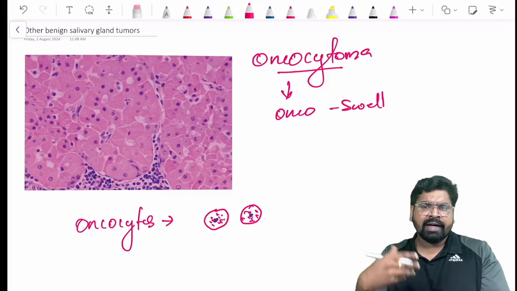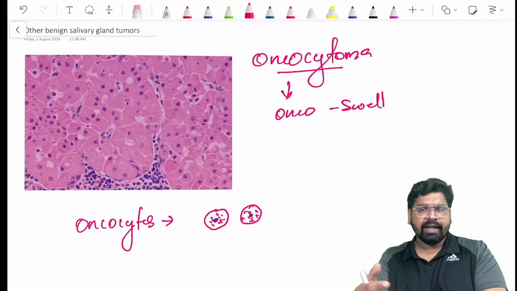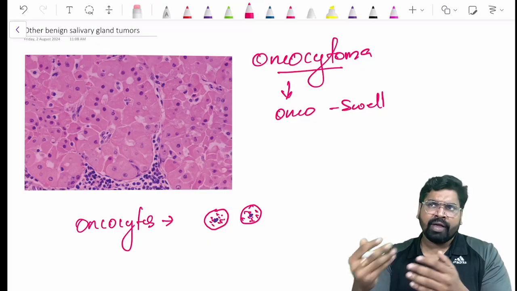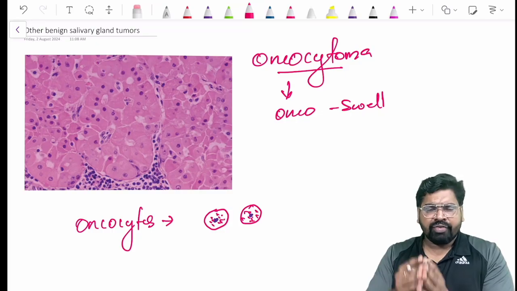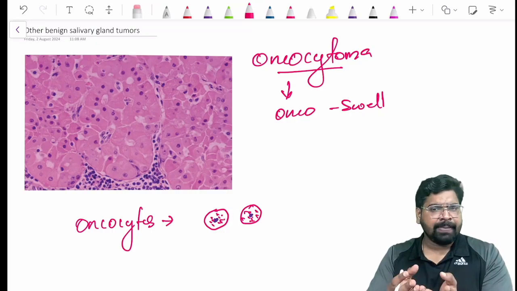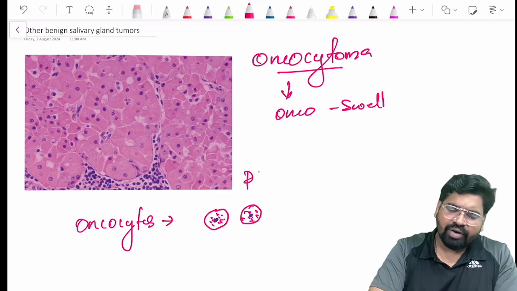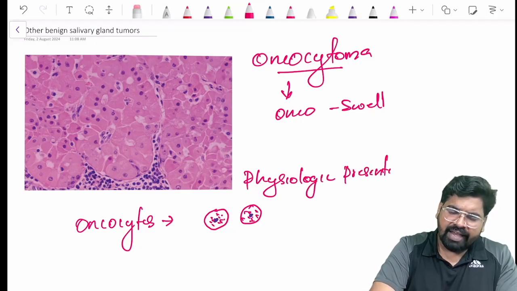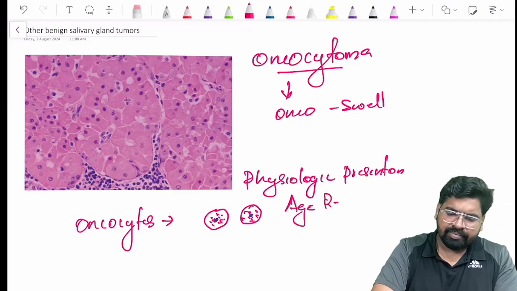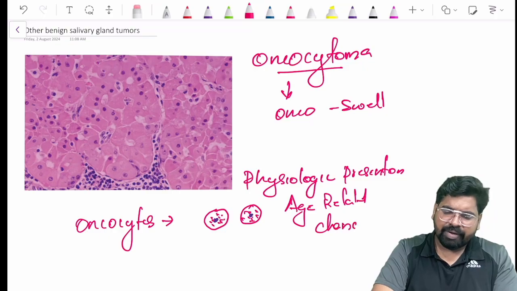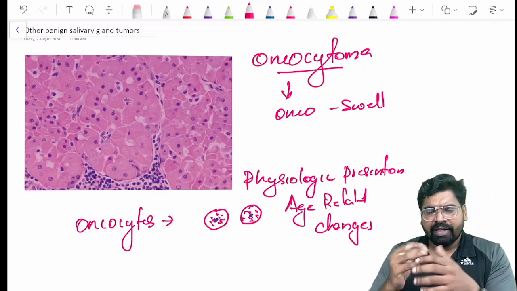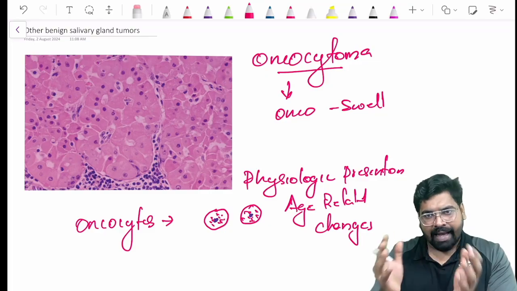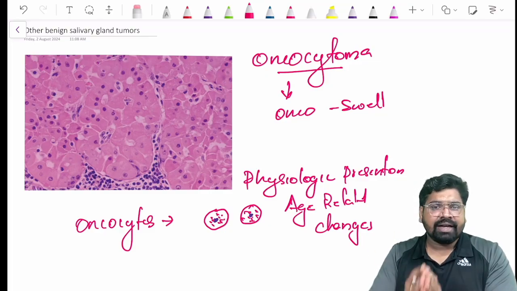It can occur in the normal salivary gland as age increases. If you take a biopsy or salivary gland tissue from an older individual, mainly after 60 or 70 years, you can see these cells. So this is an age-related change. The presence of oncocytes is not always a tumor. But if it is present in a larger quantity in the form of an encapsulated tumor, then we call it oncocytoma.